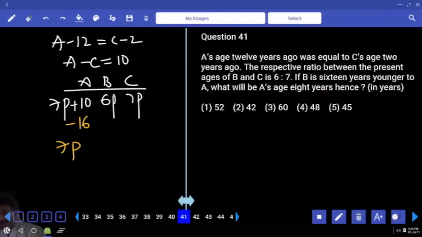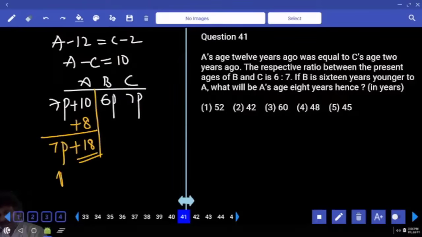What is the age of A? 7 parts plus 10. After this, you are actually done. Your question is about after 8 years. That is going to be 7 parts plus 18. 7 parts value is going to be a 7 multiple. In 18, we have a 7 multiple plus some extra number. What is that extra number? 4. That means from the answer, if you subtract 4, it should be a multiple of 7.